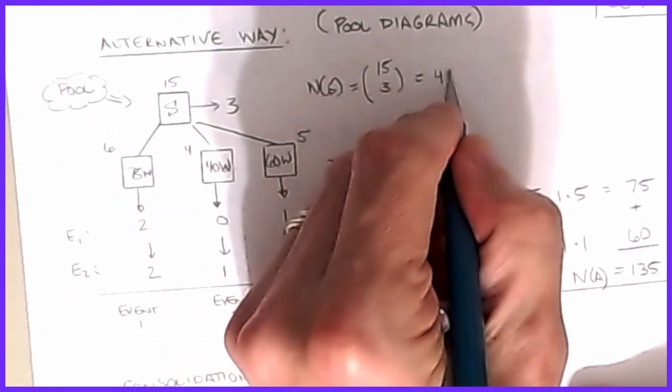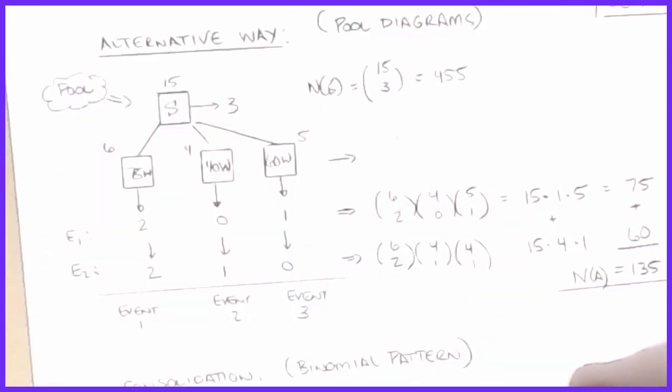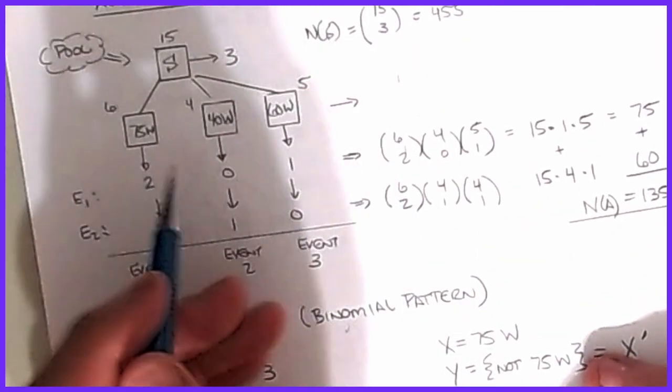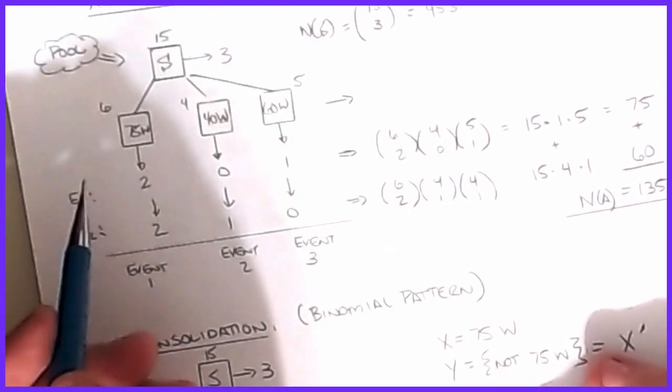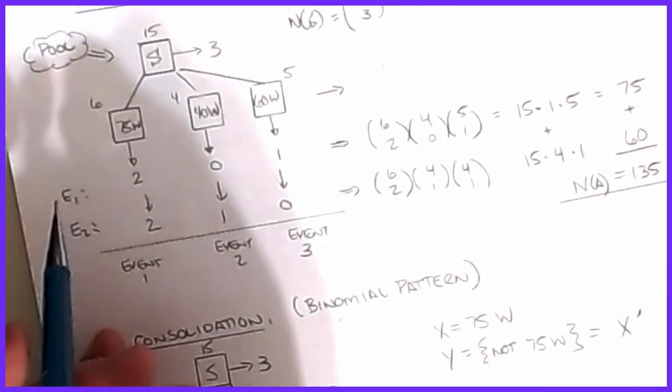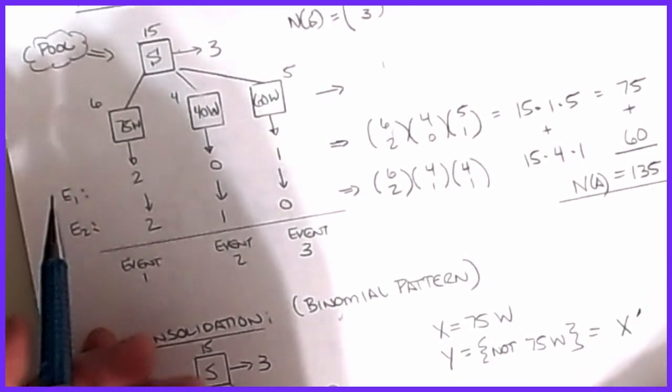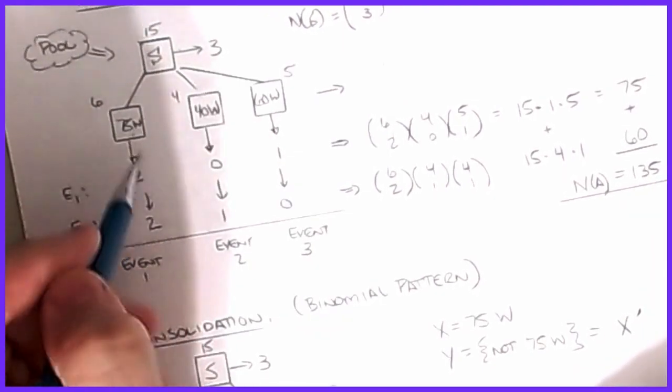Okay, and we said that that was 455 for that value. Now we can go in and look at our pools and figure out the criteria of the events that would satisfy this. So for us, we're pulling 3 bulbs. And the first criteria was that I had to pull 2 out of here.